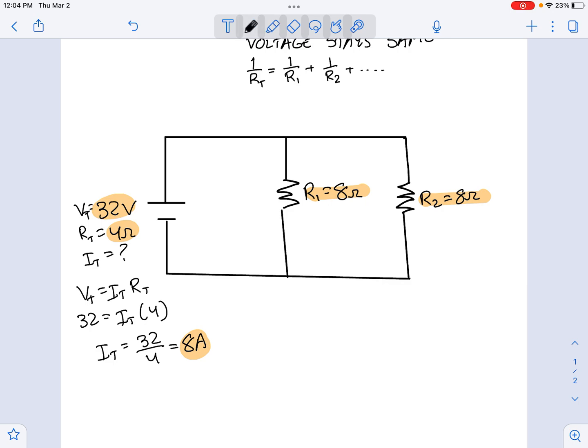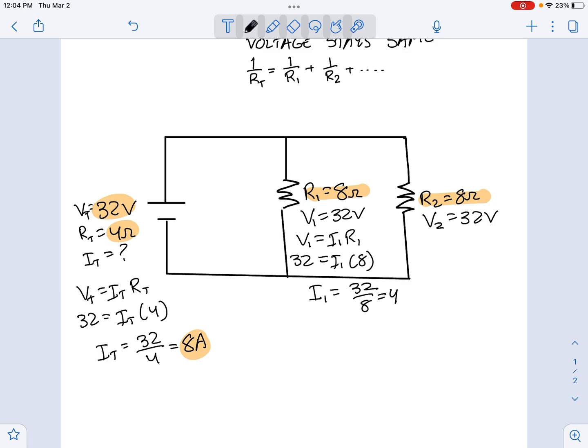Now we know that the voltage stays the same in a parallel circuit. So V1 is going to be 32 volts, and V2 is going to be 32 volts. And now we just locally apply that same equation. V1 is equal to I1 R1. So we have 32 is equal to I1 times 8. So I1 is going to be 32 divided by 8, which is 4 amps. And this is going to be the same over here.